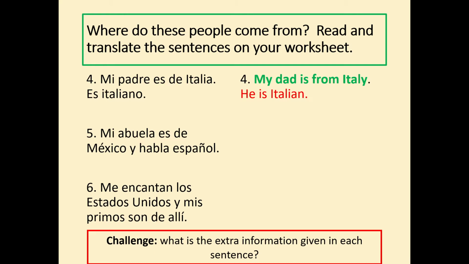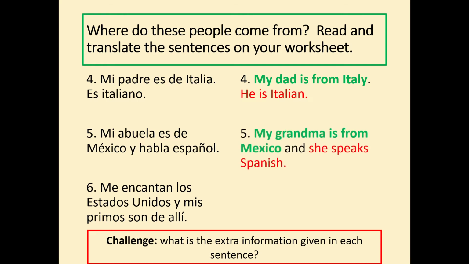Number 5, mi abuela es de México y habla español. Mi abuela, another family member, grandma or grandmother, is from Mexico and she speaks Spanish. That's our extra information. And number 6, me encantan los Estados Unidos y mis primos son de allí. I love being our extra information because it's our opinion about the United States. Y mis primos son de allí. My cousins are from there.